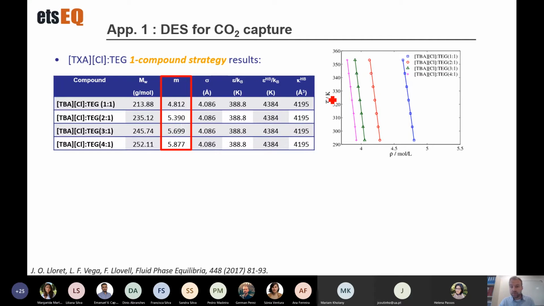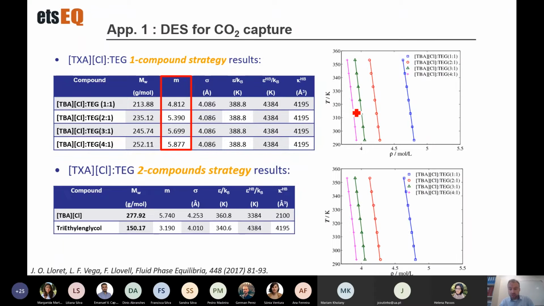And we can see this is the description of the temperature density diagram. We can see that the lines match the symbols. And here we can see the molecular parameters of SAFT. We can see that all molecular parameters are constant, excepting the value of M, which changes according to the different proportion that we have in each case of salt.